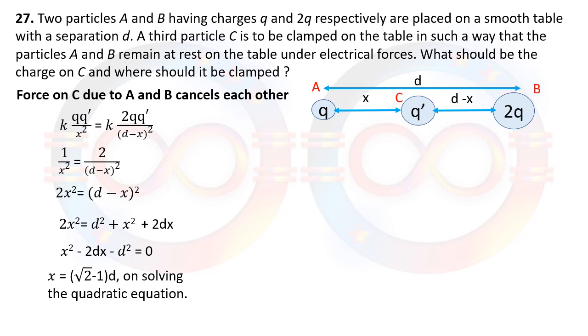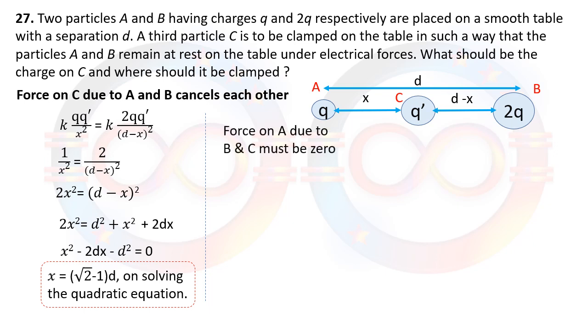Now that is the distance from A. The remaining we can take as d minus (root 2 minus 1) d from point B. Now we know that if we are talking about A, the total force on A must be 0, or if we are talking about B, the total force on B must be equal to 0, then the force applied by C on A and the force applied by B on A must cancel each other. So cancel each other means the addition must be equal to 0.